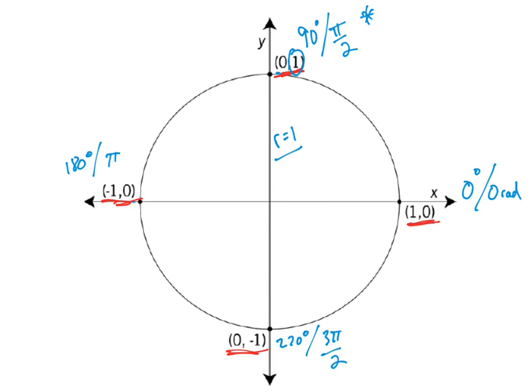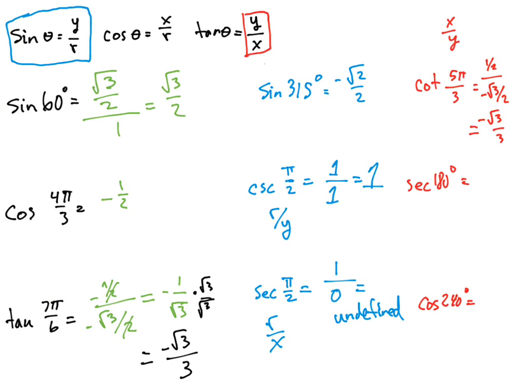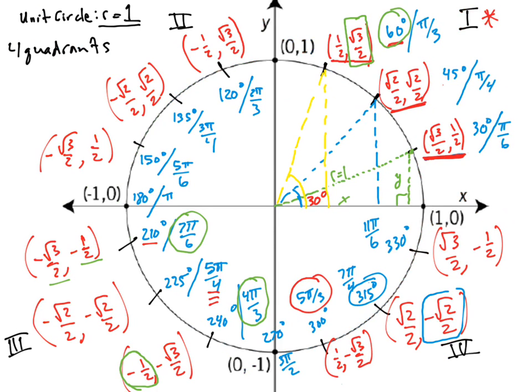Secant at 180 degrees. Well, secant is the reciprocal of cosine, and cosine is x over r, so secant is going to be r over x. Well, at 180 degrees, the r value is 1, the x value is -1, so this will be 1 over -1, which is -1 here. And then lastly, cosine at 240 degrees. 240 degrees is down in quadrant 3, and the cosine value is -1/2.